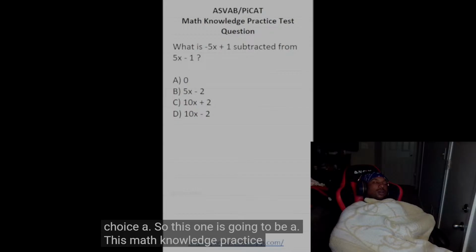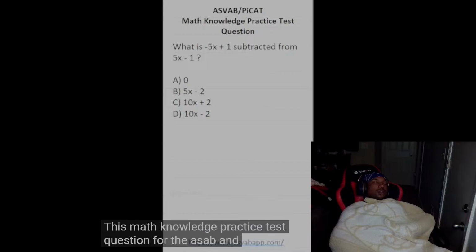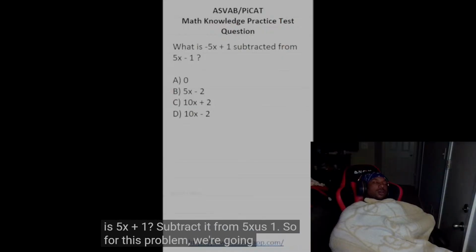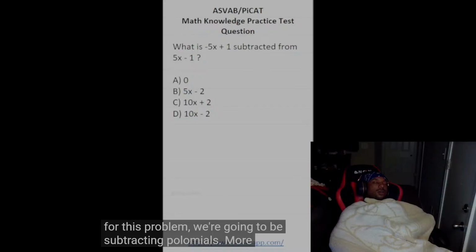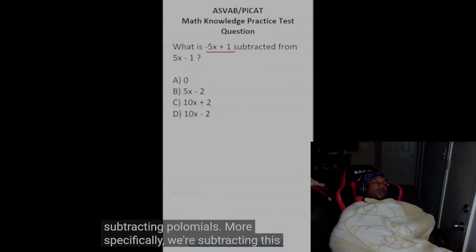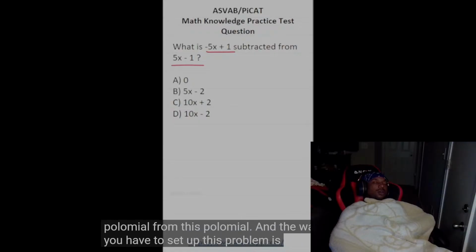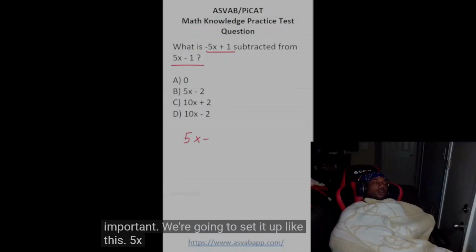This math knowledge practice test question for the ASVAB and PiCAT says, what is negative 5x plus 1 subtracted from 5x minus 1? So for this problem, we're going to be subtracting polynomials. More specifically, we're subtracting this polynomial from this polynomial. And the way you have to set up this problem is very important. We're going to set it up like this, 5x minus 1.